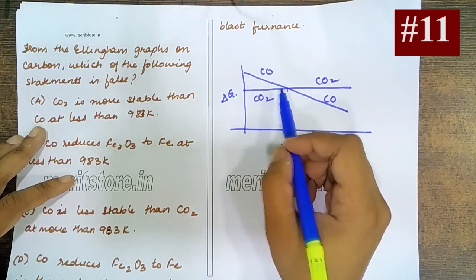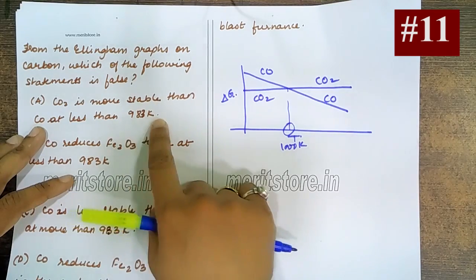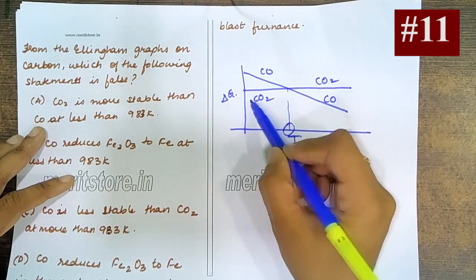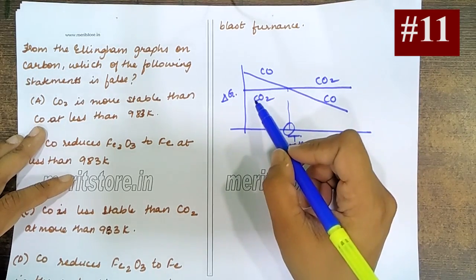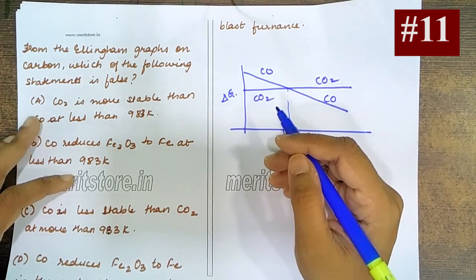Now less than 983 Kelvin, if you'll see, the delta G value of CO2 is negative. Whichever is having negative delta G, definitely it's considered as more stable. So option A is absolutely right.